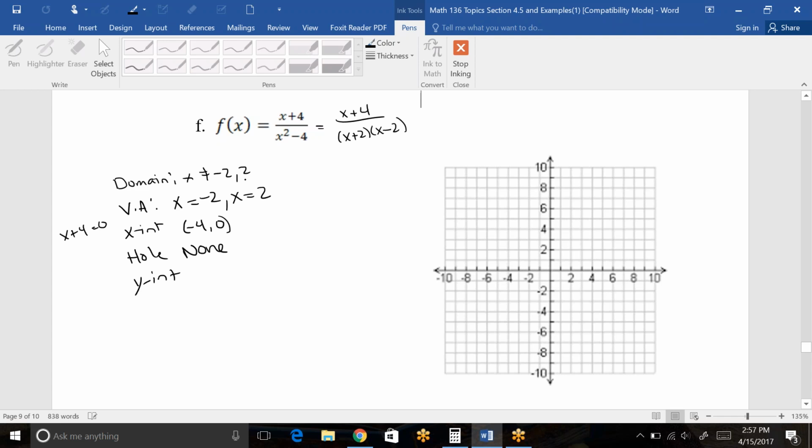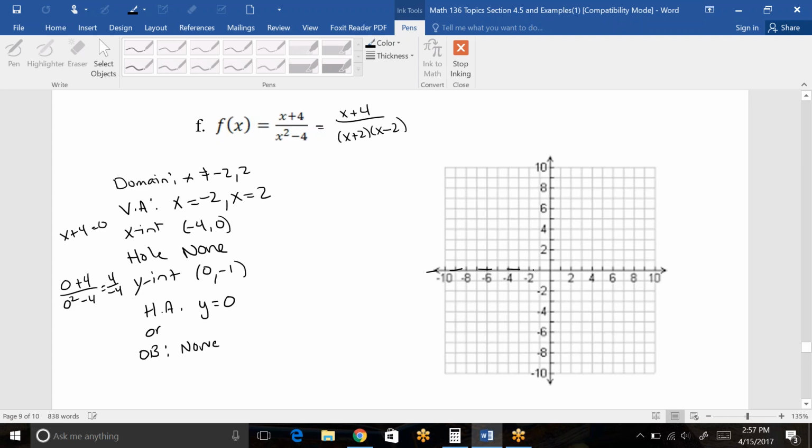Y-intercept, plug in 0 for all the x's in the original, and that gives you 4 over -4, which is -1. Horizontal asymptote versus oblique. The bottom degree is bigger, so anytime the bottom degree is bigger, you can't divide equally into the top, so that's when you get 0 as your horizontal, and then that means none for oblique.